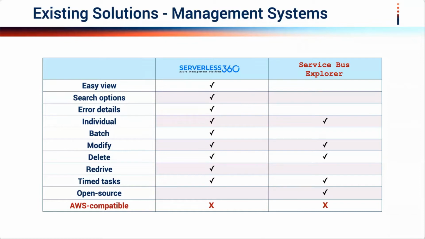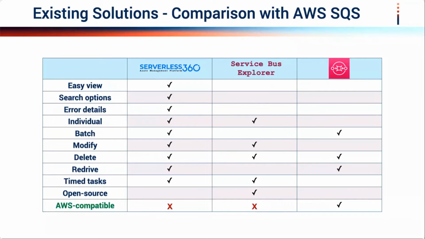While Service Bus Explorer, a competing open source solution, does not have the full range of features that Serverless 360 offers, it does check some of the boxes that our team at Buyme is interested in. However, neither one of them is compatible with AWS. The team find themselves in a bit of a bind.